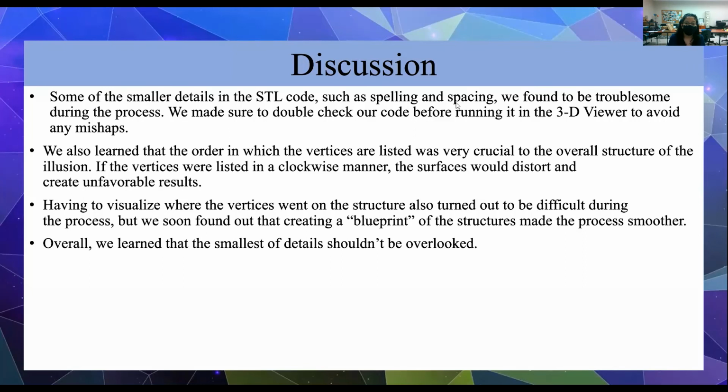We also learned that the order in which the vertices were listed was very crucial to the overall structure of the illusion. So if the vertices were listed in a clockwise manner, the surfaces would distort and create unfavorable results. Having to visualize where the vertices went was also difficult, but we soon found out that creating a blueprint of the structure made the process a lot smoother. Overall, these 4 weeks have been a learning process where we learned that the smallest of details shouldn't be overlooked.